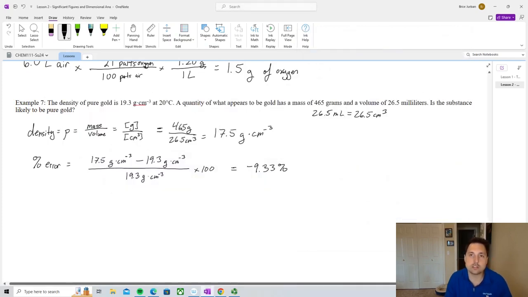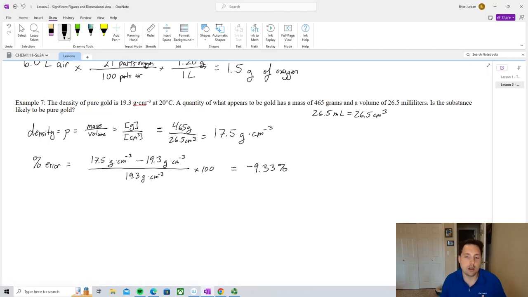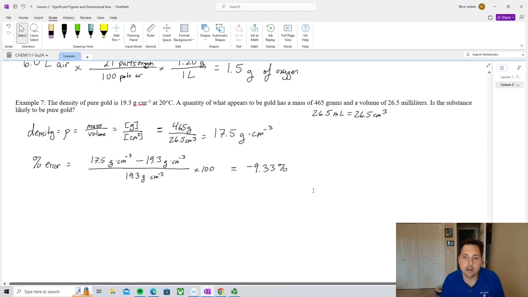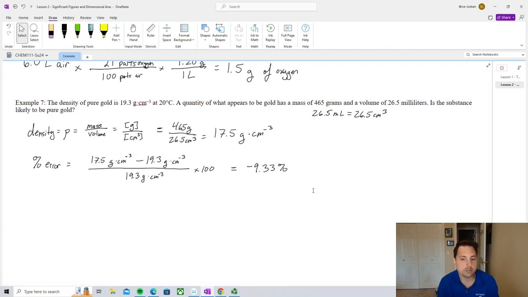The negative value tells us that our measurement is too low, and this substance that we have here is about 10% less than what we'd expect. So depending on how good our method was, this could be pure gold, but I would say it's likely not to be pure gold. It's likely to be somewhat of an alloy, a mixture of two different metals.